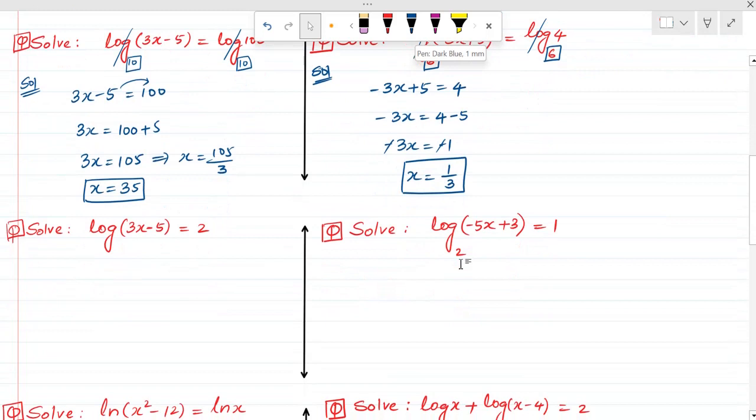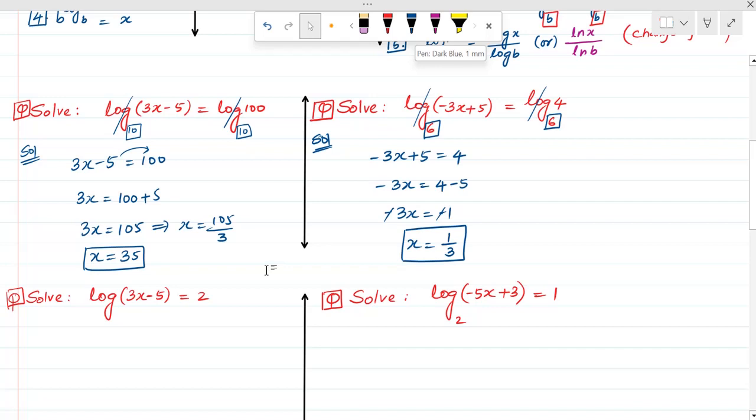Now the next one. This is the same equation, but it is given in a different format. Let us solve the first one. Solve log of 3x minus 5. This is a common log, it has base 10, equal to.